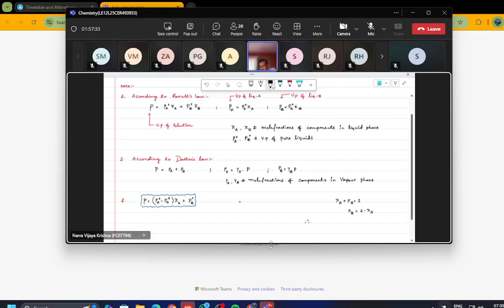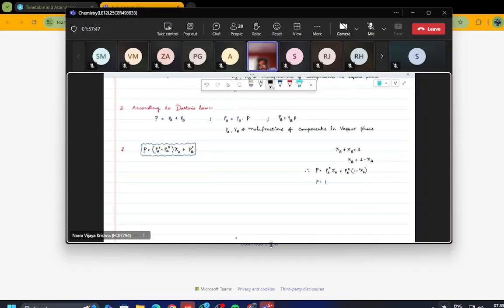Therefore, what happens? P equals PA naught into XA plus PB naught into 1 minus XA. Accepted? Expand. P is equal to PA naught XA plus PB naught minus PB naught into XA. Take XA common. What do you get? PA naught minus PB naught into XA plus PB naught. Correct? So I don't want this now, remove. Done? Any questions in it? Very good.